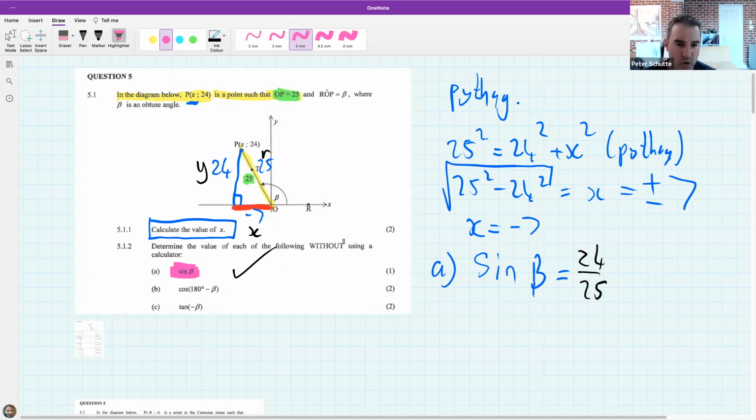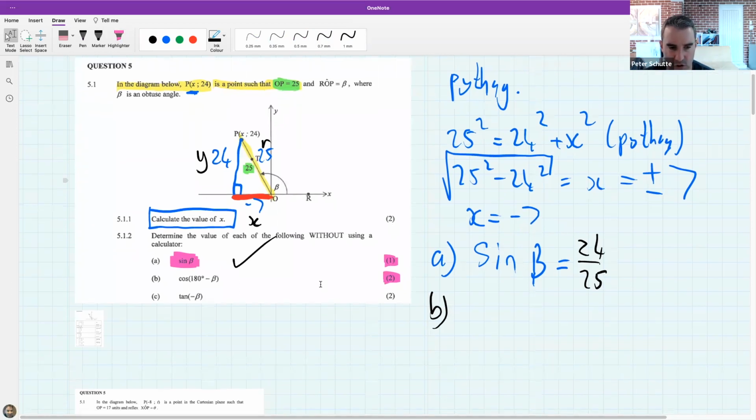Now, the second question isn't just worth 1 mark, it's worth 2 marks, and that's because you have to do a first step. Who would like to come online and tell me what is that first step that I need to do in order to get both marks?